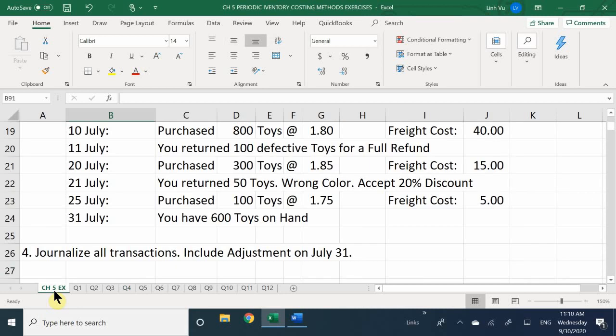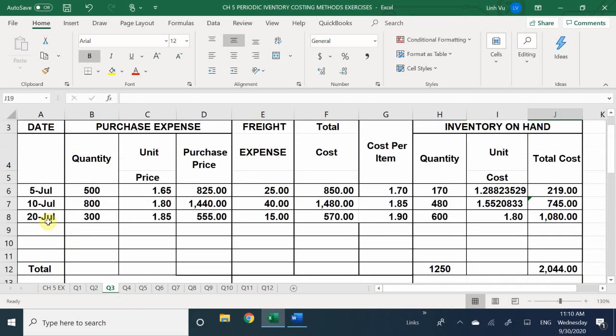Okay, so let's see what has happened next. On the 25th of July, I purchased 100 toys at $1.75 and my freight was $5. So 100 toys at $1.75 with a freight of $5. Okay, so here I go back to my inventory worksheet. I'm going to recognize that July 25th, I purchased 100 items at $1.75 and my freight was $5. So in this case, my total purchase price is going to be $175 plus $5, which will bring me to my total cost of $180, to bring me down to my cost per item of $1.80.